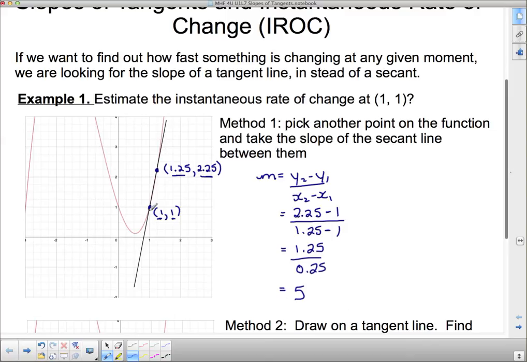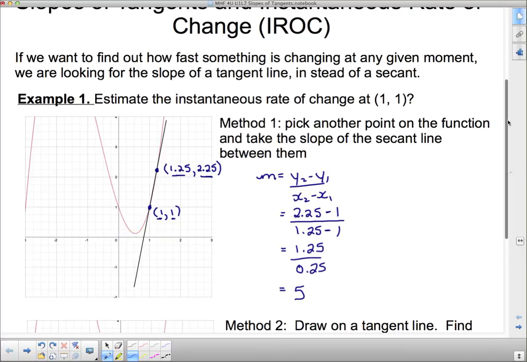So it's changing pretty rapidly at this point, certainly a lot more rapidly than down here, where we have a much shallower slope of the tangent, and even more rapidly than right here, where our slope of the tangent would be 0, and there would be no instantaneous rate of change. So the change would have stopped there if we were looking at that.